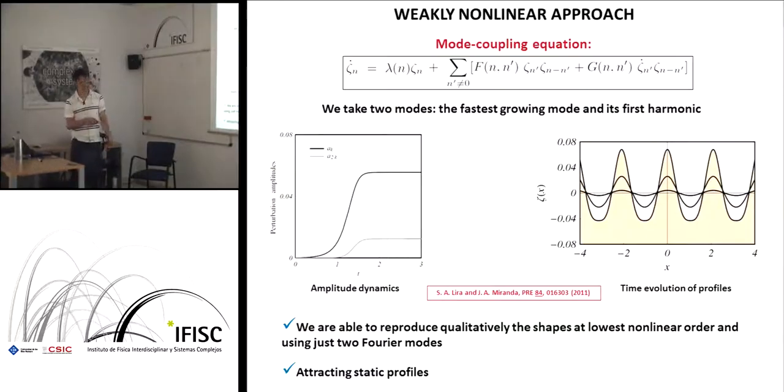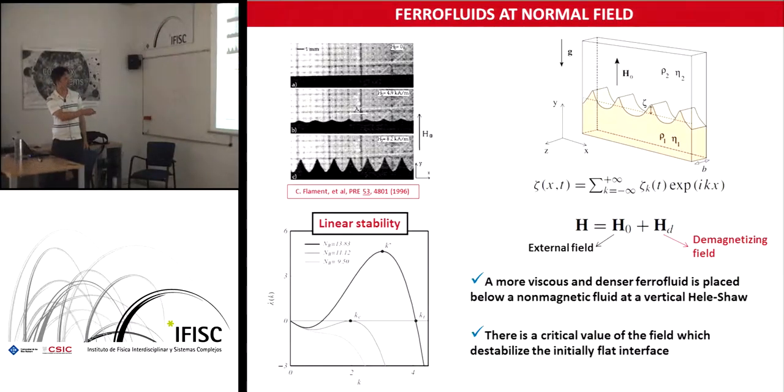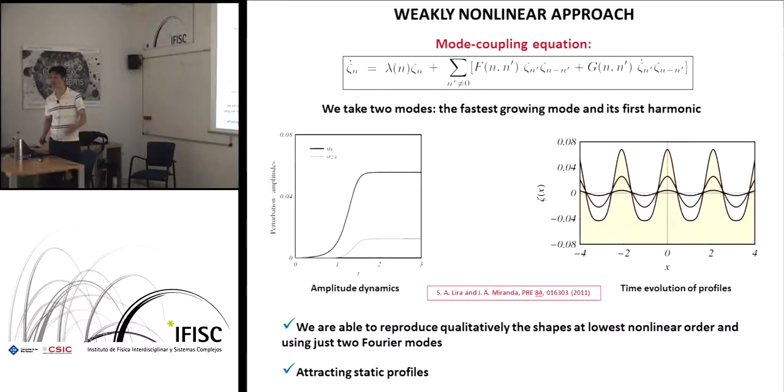All right, so if you want to describe the shapes, you want to go beyond linear order. So we went to the next perturbative term, which is second order. Now we have a coupling between the Fourier modes, okay? And we wanted to keep things as simple as we could. So this is a coupling between theoretically an infinite number of modes, and we truncate this series to only two modes. So we are only considering the fastest growing mode and its first harmonic, which lies outside the linear stability band. It's linearly stable.